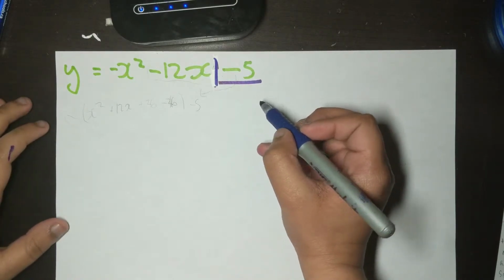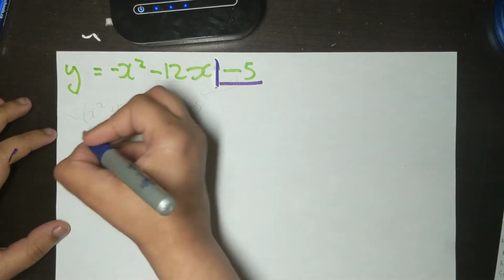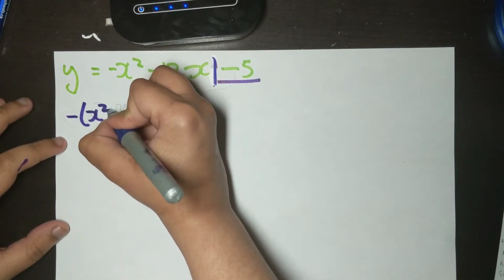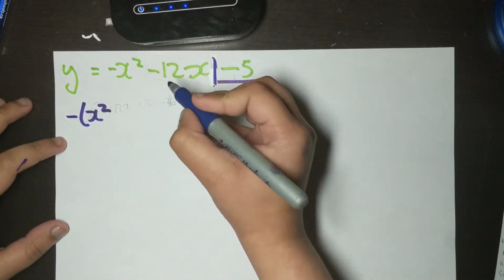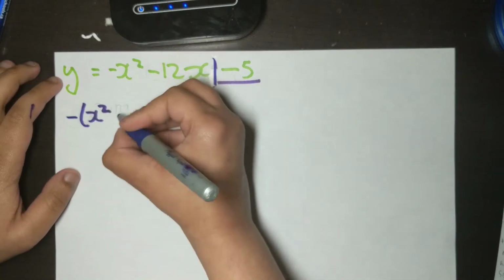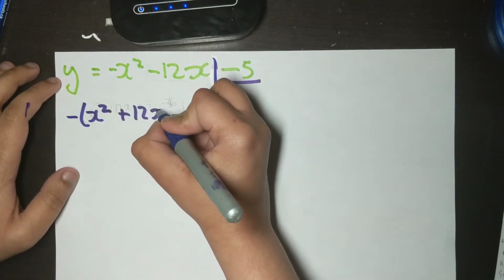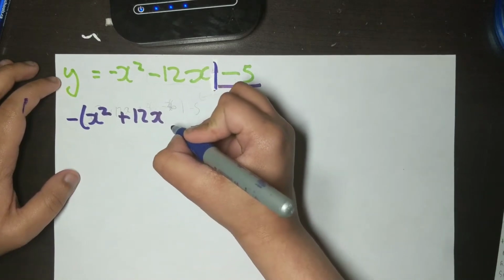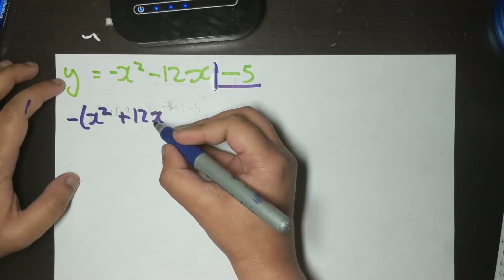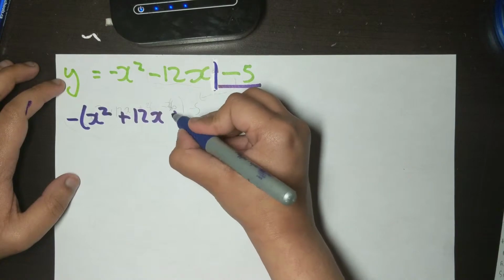Next, you have to factor out the negative to isolate x squared. So negative times x squared. Negative 12x divided by a negative gives us positive 12x. To find the c term, I would have to find half of 12 and square it. Half of 12 is 6, and 6 squared is 36.